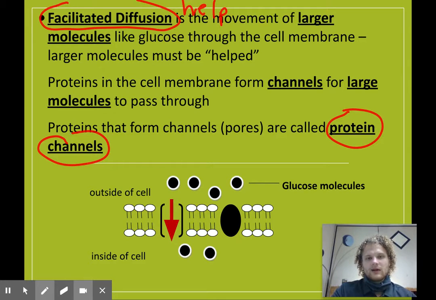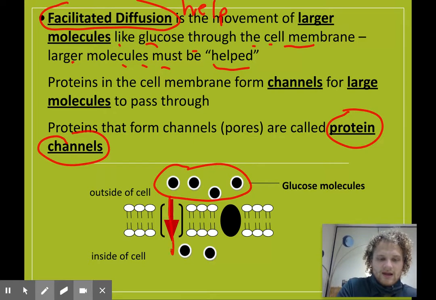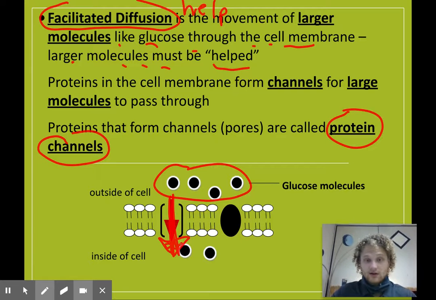Okay. And so the movement of larger molecules like glucose through the cell membrane, larger molecules, they have to be helped. All right. Protein cell membrane form channels for large molecules. So the facilitated diffusion, they're so big they need a protein channel, as you can see right here, in order to get inside of the cell. So they just need some help. Okay, let's keep on going.